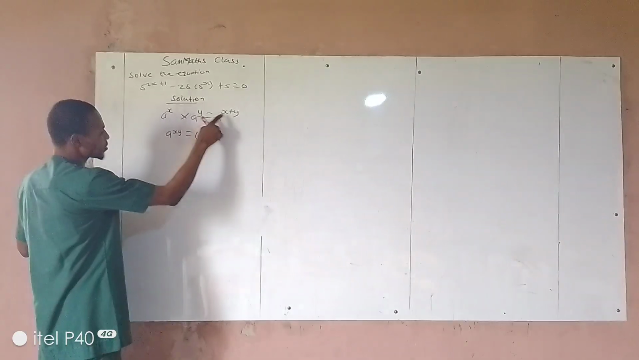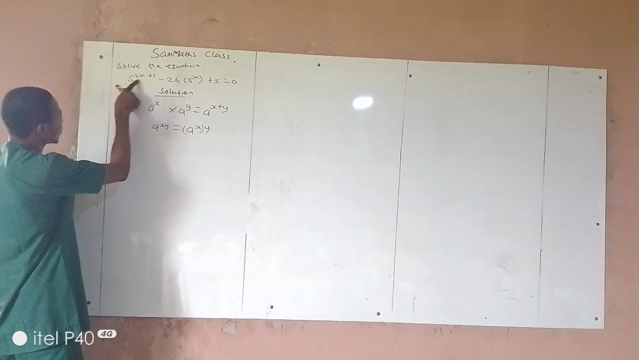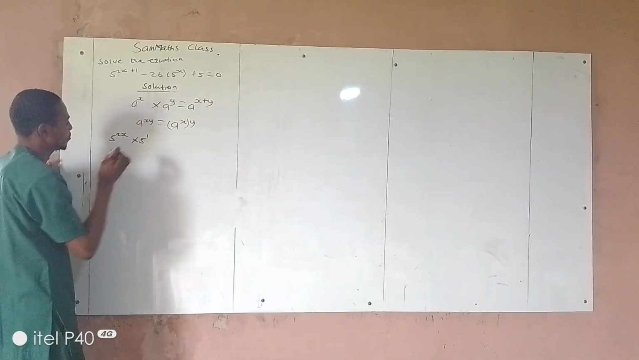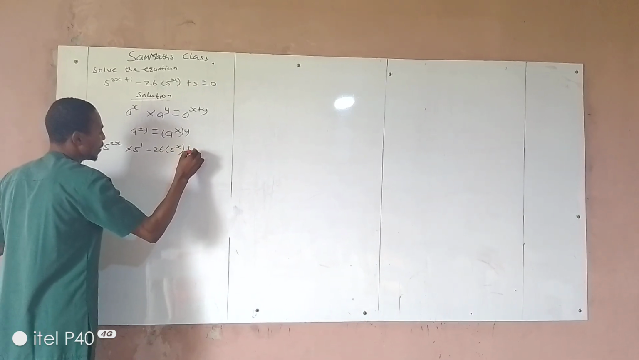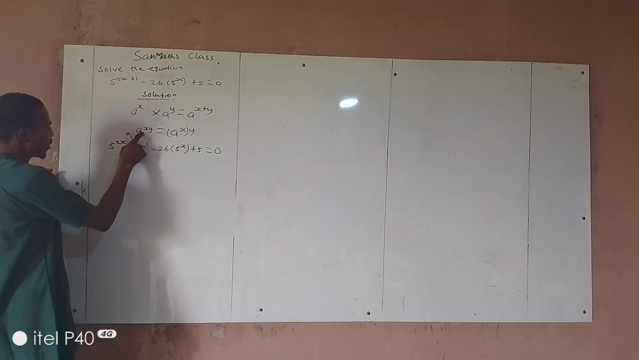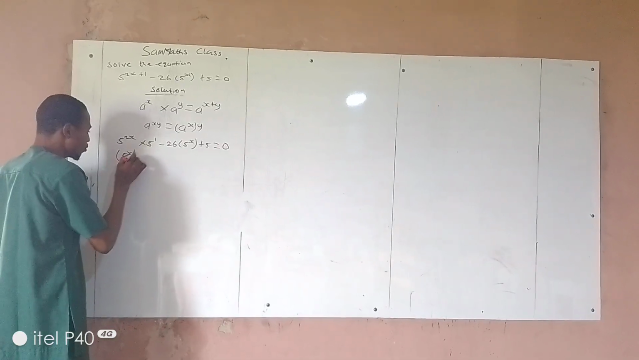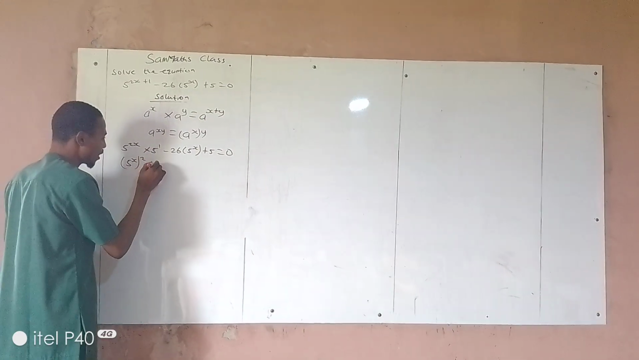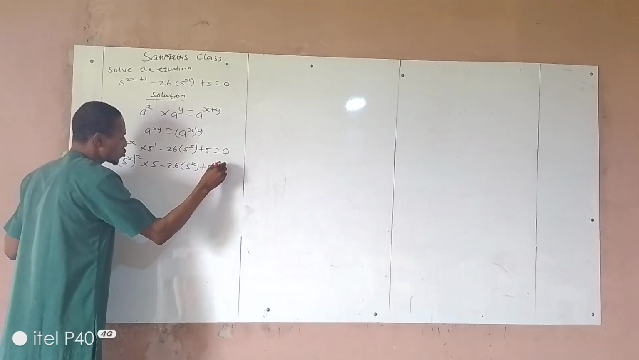So from the first law, a raised to the power x plus y can be written as a raised to the power x times a raised to the power y. Therefore, 5 raised to the power 2x plus 1 can be written as 5 raised to the power 2x times 5 raised to the power 1, minus 26 into 5 raised to the power x, plus 5 equals 0. Using the second law, this can be written as 5 raised to the power x, all squared, because x times 2 gives us 2x, times 5 raised to the power 1, that's 5, minus 26 into 5 raised to the power x, plus 5 equals 0.